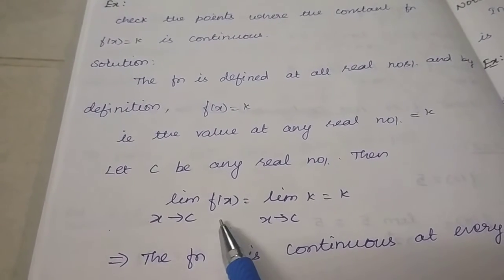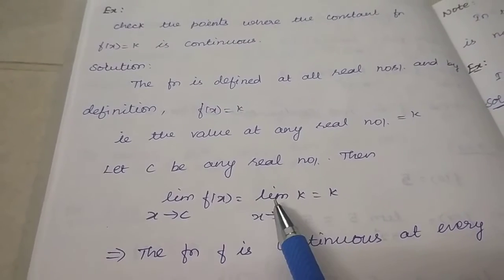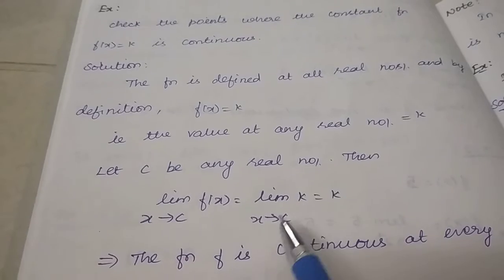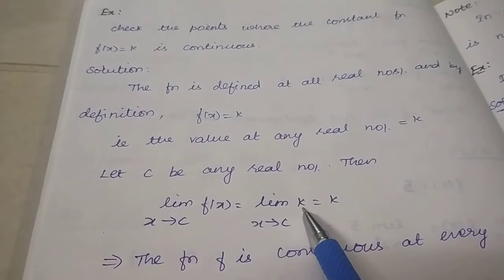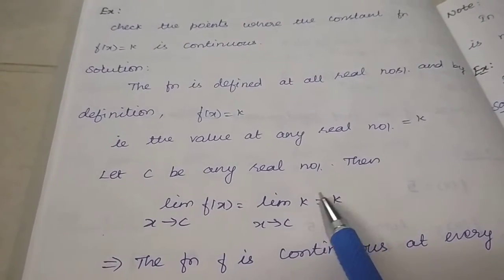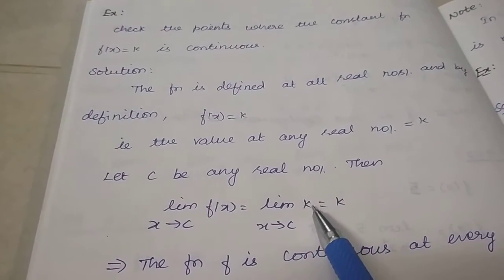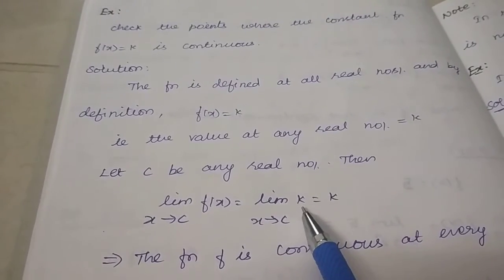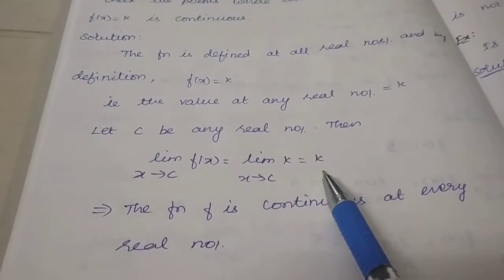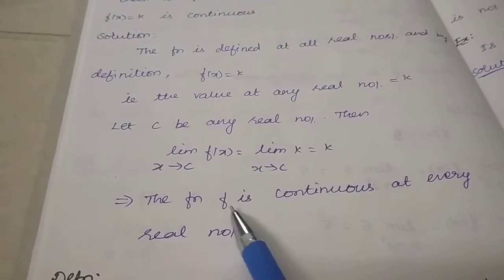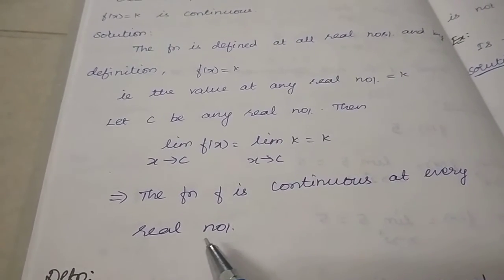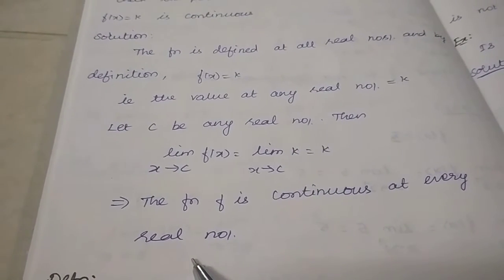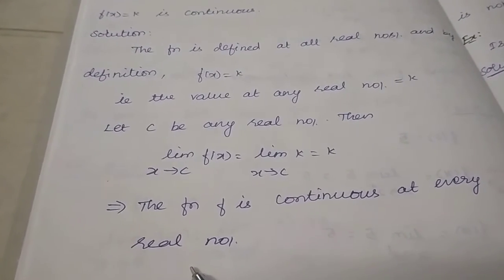Limit x tending to c of f of x equals limit x tending to c of, in the place of f of x, let us replace with k. Then here we have k, so simply k is the answer. If you have any x term, we have to replace that x term with c, but here we have simply a constant, so the constant is the answer. So from this we can say the function f is continuous at every real number.